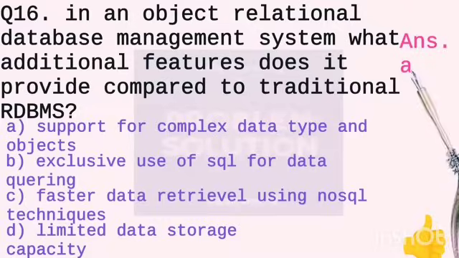And the answer is A. Support for complex data types and objects.